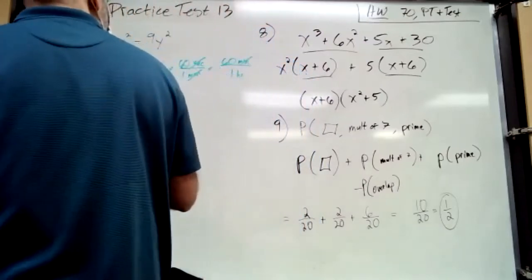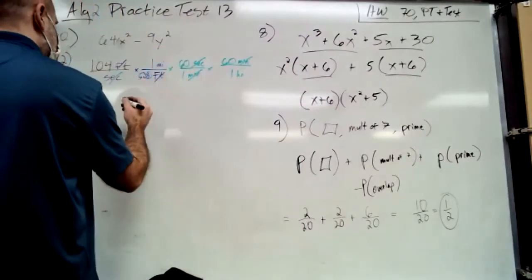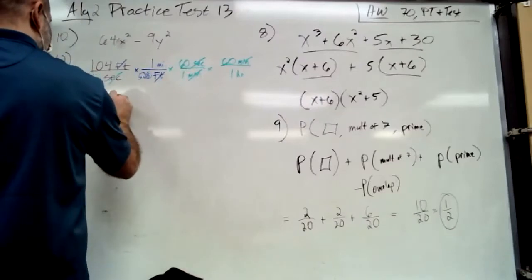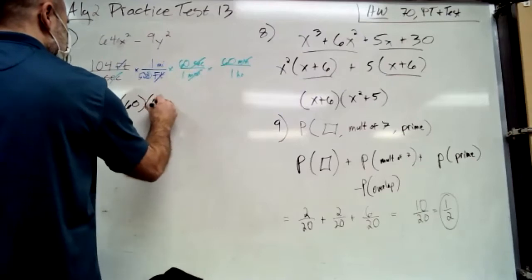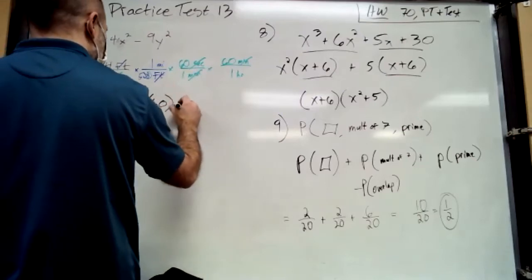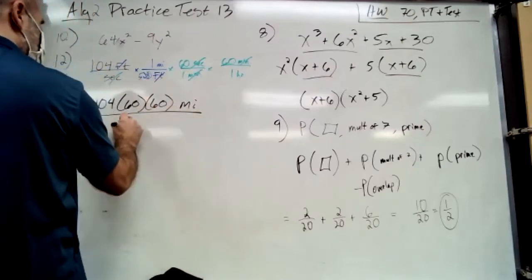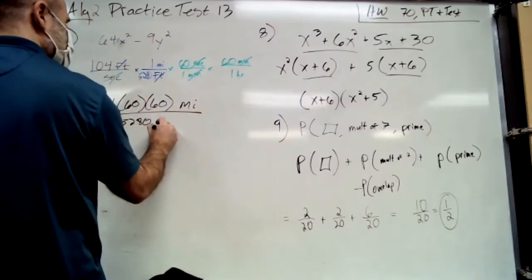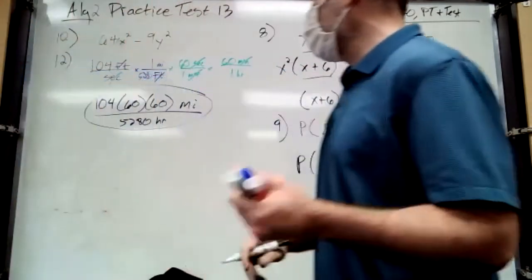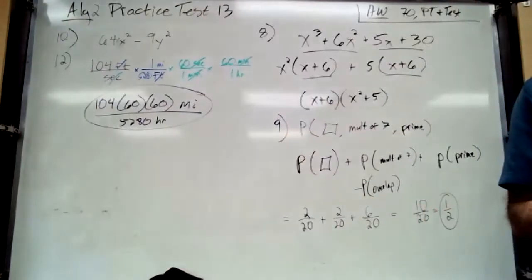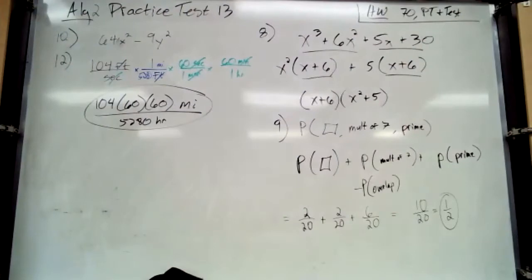Did you just do it by 3,600? Yeah, 3,600. That's the number I was going for. So 104 times 60 times 60. If you just leave it like this, I'm fine with it: 5280 miles per hour. Okay, so if you leave it like that, I'm fine with that. But you can multiply it out if you want to. I don't know why they never did in Algebra 1.